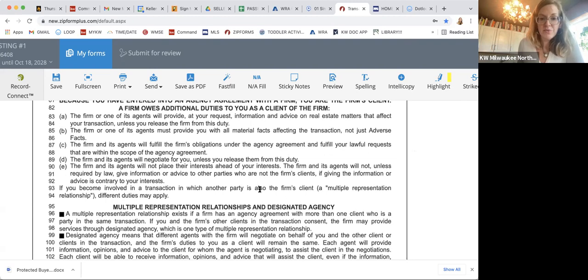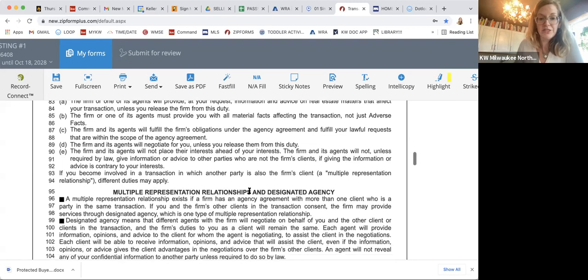The firm or its agents will provide, at your request, information and advice on real estate matters. We must provide you with all material facts affecting the transaction, not just adverse facts. We will fulfill the firm's obligations under the agency agreement and fulfill your lawful requests that are within the scope of the agency agreement. We'll negotiate for you.